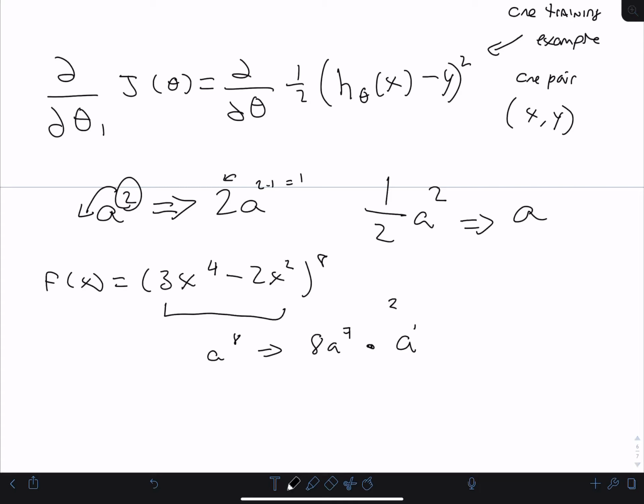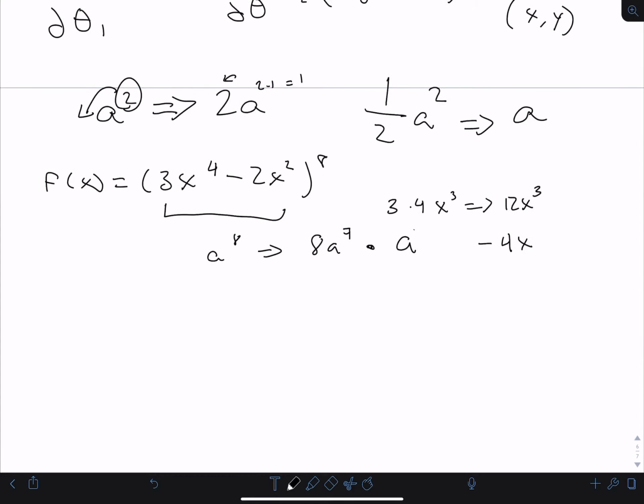So that would be 3 times 4 x cubed, which is 12x cubed. Yeah, you're right. Minus 4x. Good. Yeah, that is easy, right? Once you remember what the rules are. So this ends up being, in this case, 8 times (3x^4 minus x^2) to the 7th. You're taking the derivative of the outside first, and then you multiply times what we figured out in there, which was 12x cubed minus 4x. And you can leave it like that.